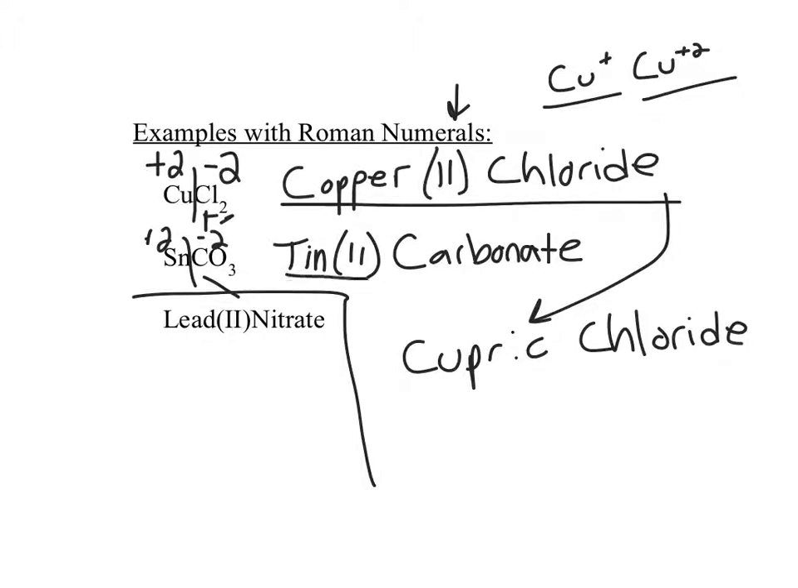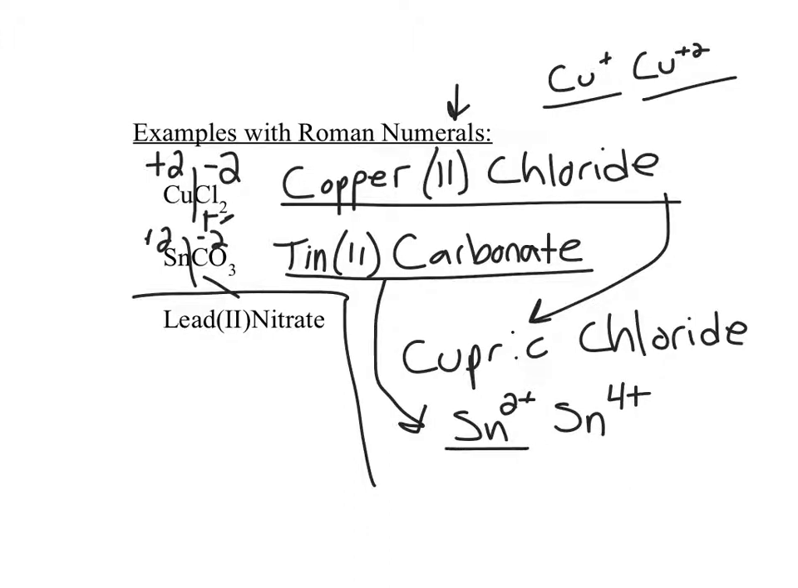So I want you guys to try this one. Try to name that using the Latin roots, and when you get back, I'll show you how to do it. All right, so tin could be a +2, or tin could be a 4+. So this is tin 2, so this is the lower charge, and I know that the Latin root for tin is stannum, so this would be stannous carbonate. Just another way to name it.